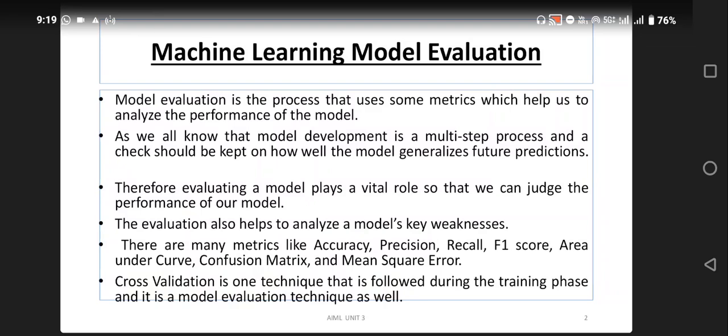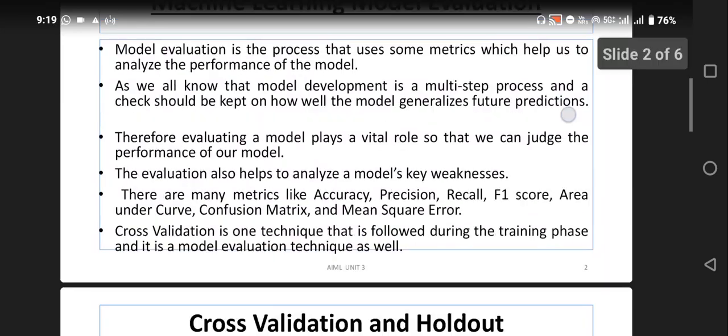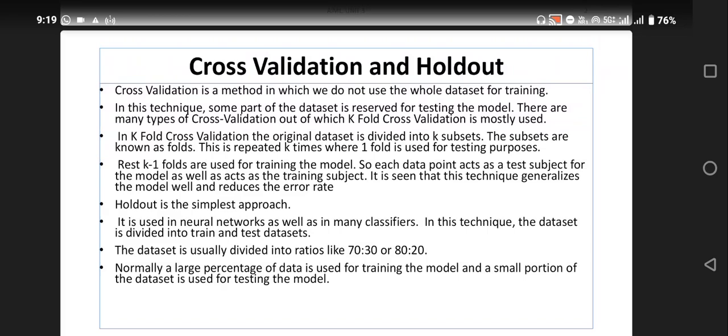Cross validation is one of the techniques followed during the training phase, and it is a model evaluation technique. What is meant by cross validation and the holdout? Cross validation is a method in which we do not use the whole data set for training. In this technique, some part of the data set is reserved for testing the model. There are many types of cross validation, out of which k-fold cross validation is the most used technique.